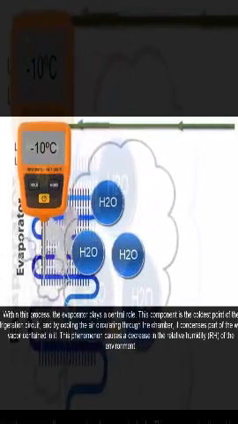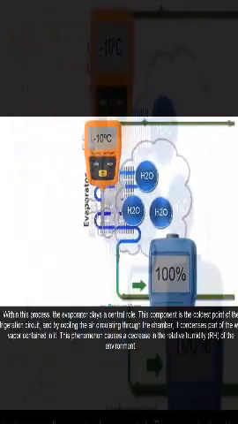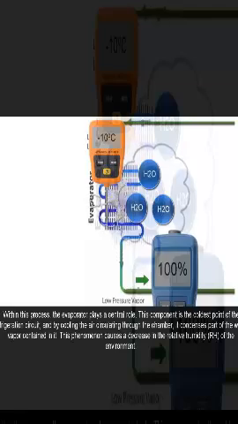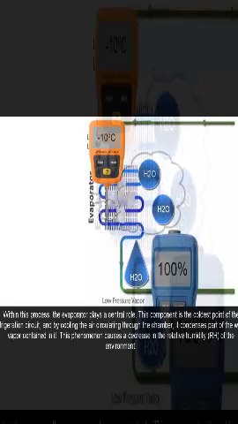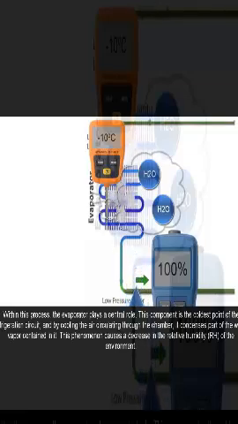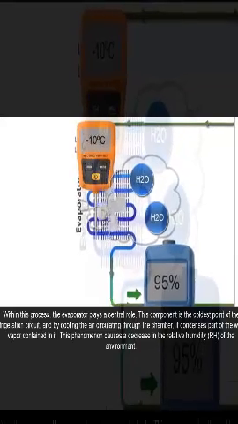This component is the coldest point of the refrigeration circuit, and by cooling the air circulating through the chamber, it condenses part of the water vapor contained in it. This phenomenon causes a decrease in the relative humidity, RH, of the environment.